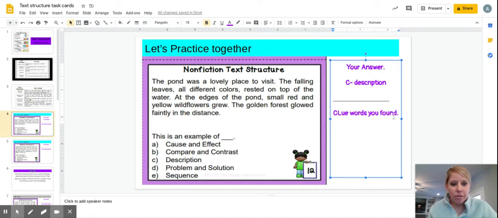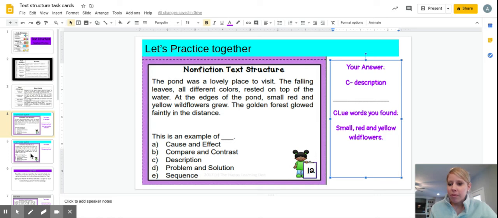Then once I've told my teacher what my answer is, I'm going to go back and look for a couple of those clue words. We know from Ms. Peden's video on Monday that description uses adjectives, and that's some of those words we just found. So where it says the small red and yellow wildflowers, I can use that as my example to my teacher of how this is a description. I could also use the sentence down here about the golden forest glowed faintly in the distance, because we know that the word golden is describing the forest. So that would be my example to my teacher of how I know that this is description.